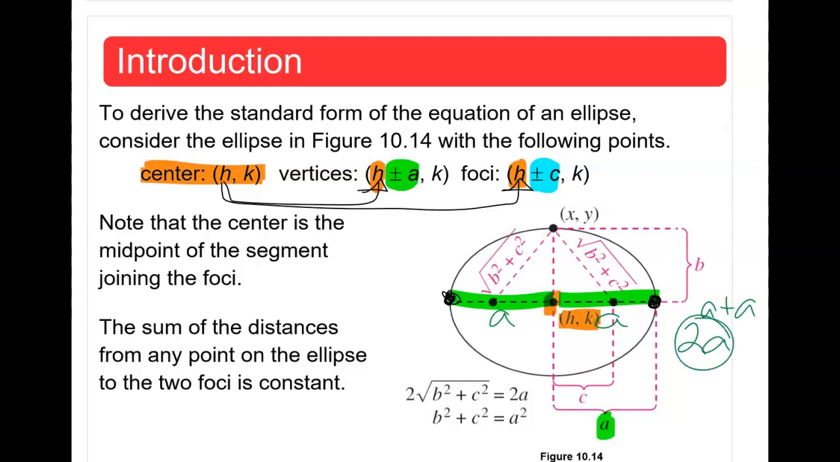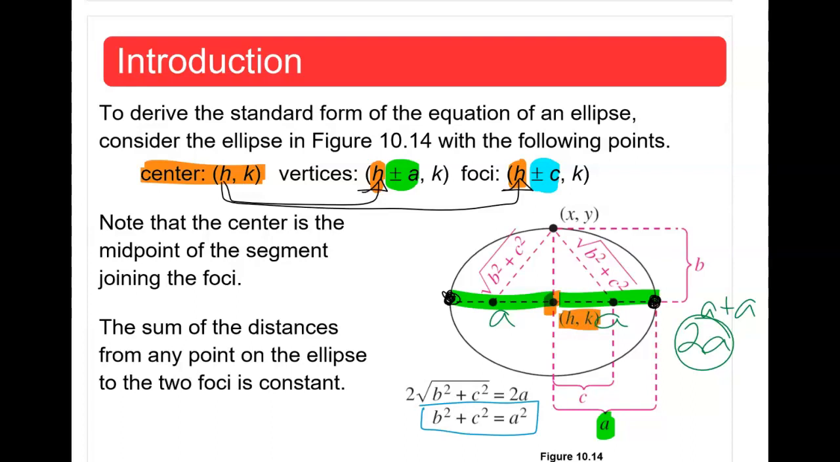to be 2a, because it is a plus a, right? So 2a. And there is an equation that we will be using, and that will be a squared is equal to b squared plus c squared. So let's see where that comes from. And before I move on, let's also identify what is c.